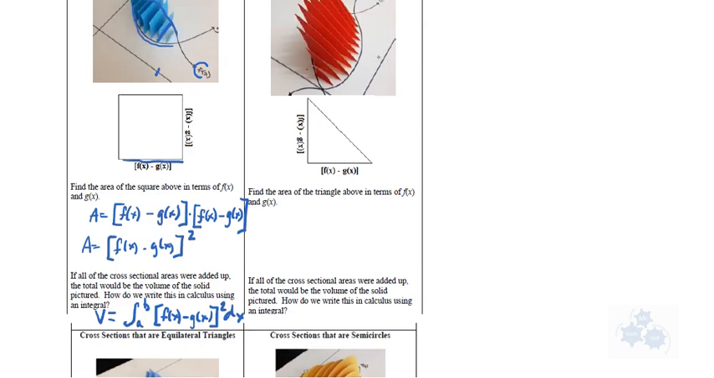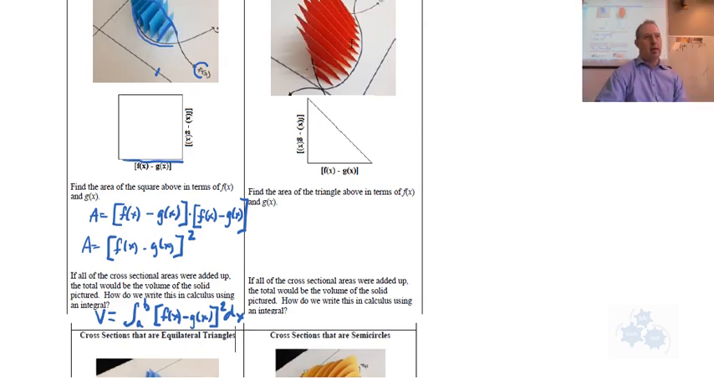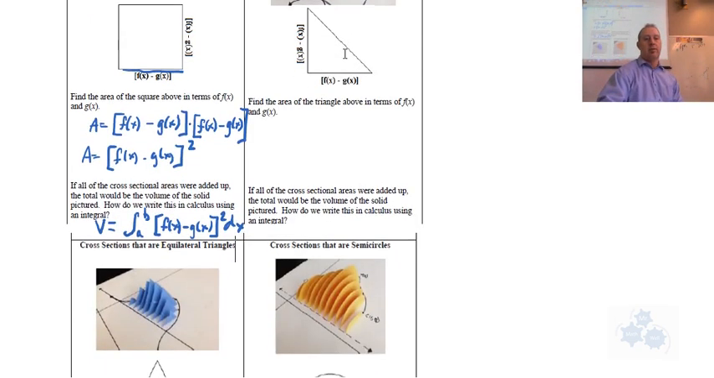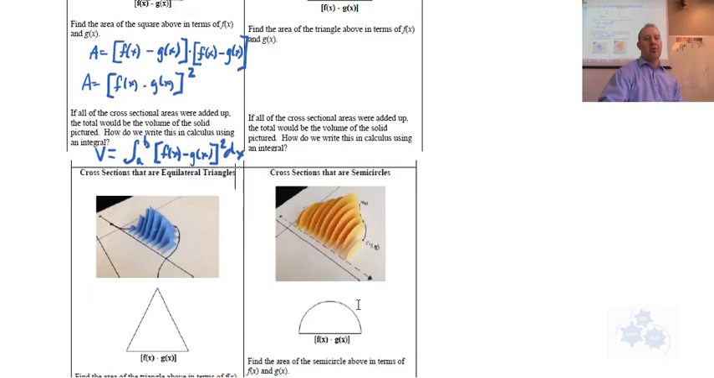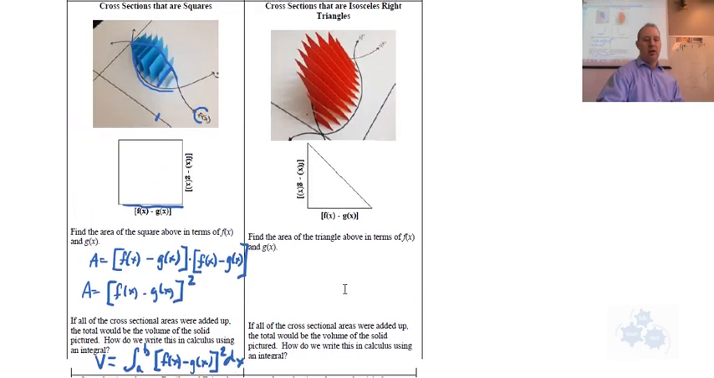All right. So if the cross sections now are not squares, they can be anything, right? They can be squares, they can be triangles, they can be equilateral triangles, they can be semicircles, they could be anything. So the rest of these next page and a half here is talking about what happens if the cross sections were triangles. And obviously that would give us a different looking three-dimensional solid, right? But you could find that out.